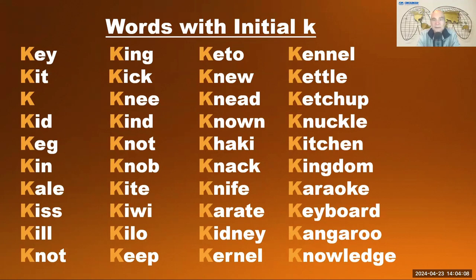Kit, kit. I have a kit of keys. Hey, I have a kit of keys. Kid, kid. There is a kid with a kit of keys. There is a kid with a kit of keys to the keg. Keg. The kid is kin to Kayla.